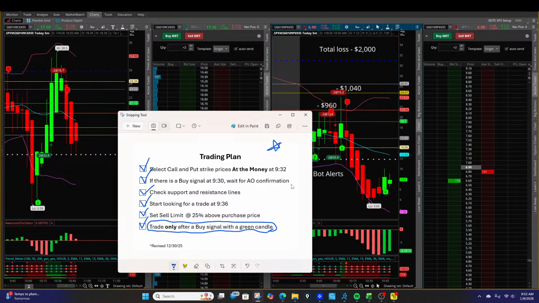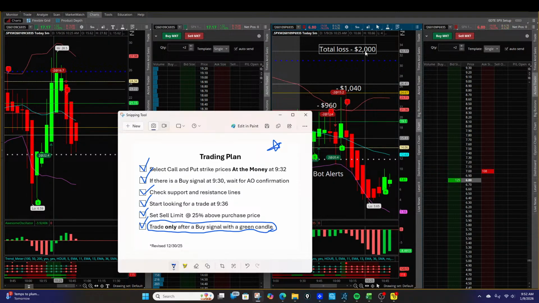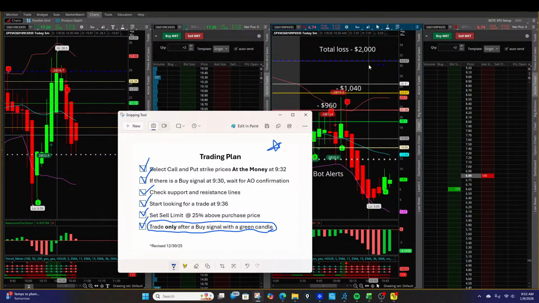But here's my trading plan. Get a star because I executed the trading plan. Lost money, yes, but that's okay because we can make that up. This is just a crazy trading day, I think.